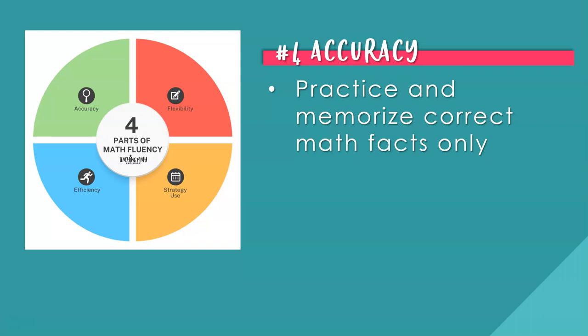Part 4 of math fluency is accuracy. It's the last part and probably the most important one. Practicing and memorizing subtraction facts that are accurate and correct only. So be sure to make corrections and share with students only correct answers. Let's look at some ways to practice and memorize correct facts.